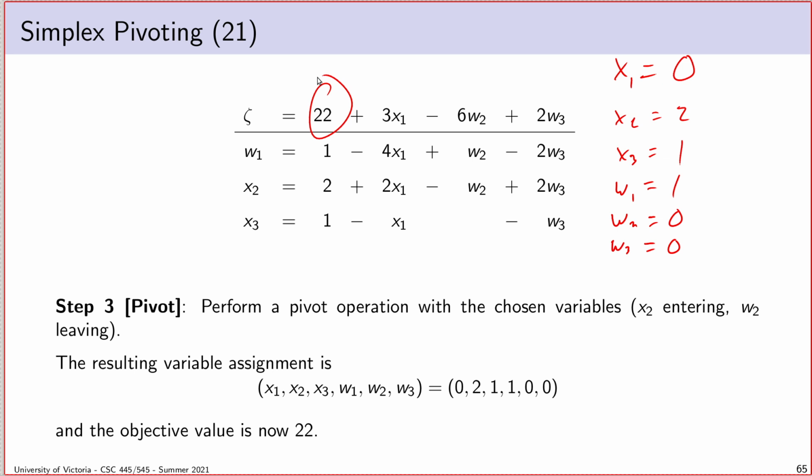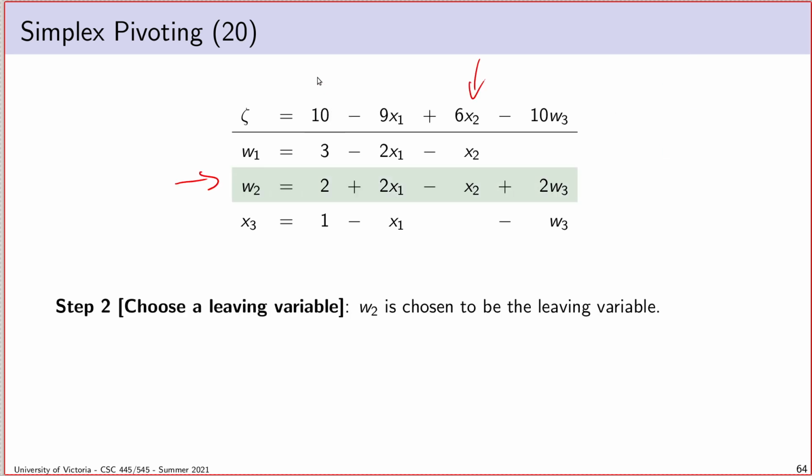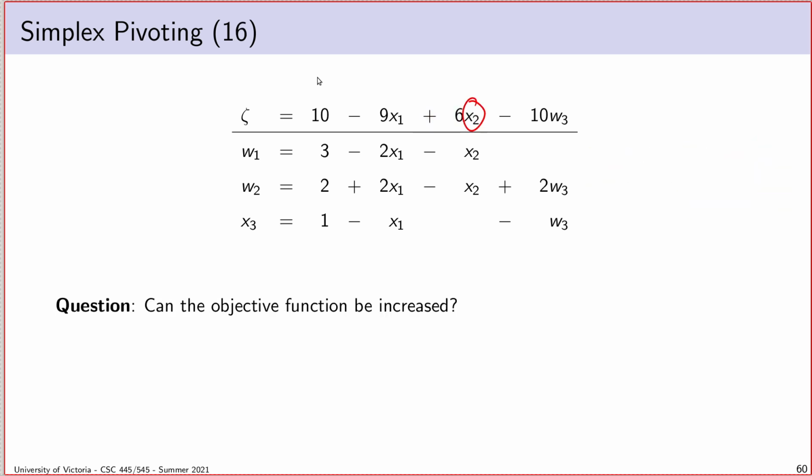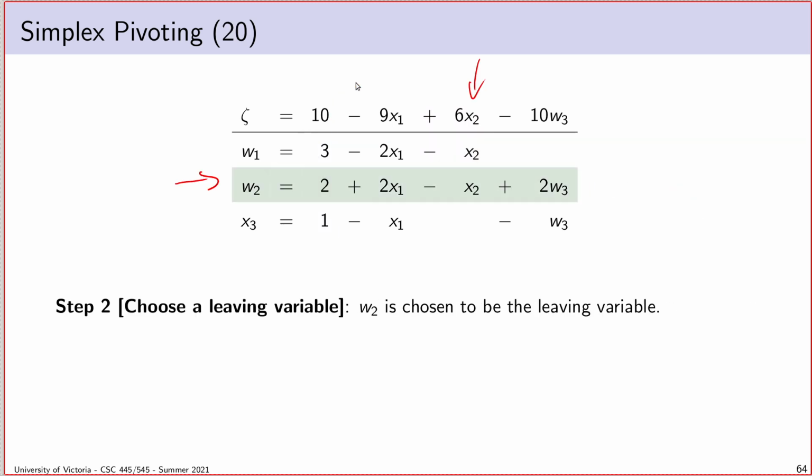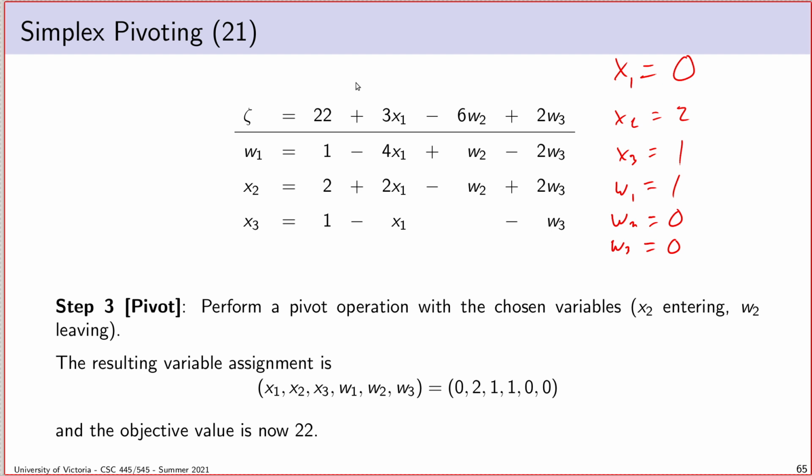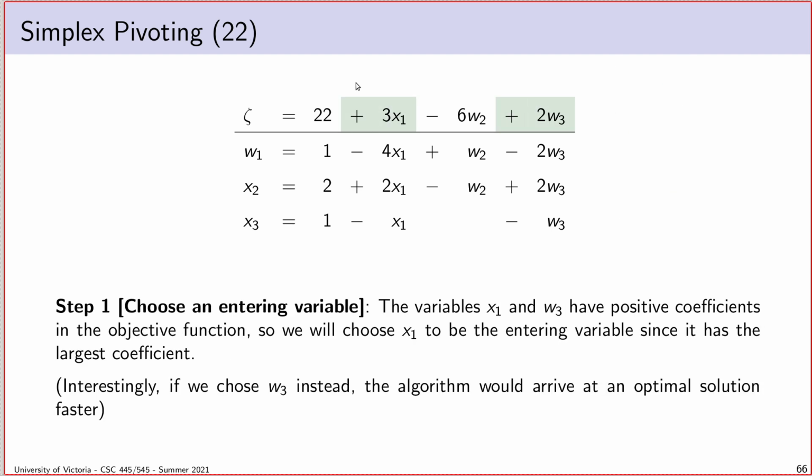So that's one more iteration out of the way. I'm going to call back to the beginning of the previous iteration. Notice how at the beginning of the previous iteration, x1 was not a candidate for an entering variable. I couldn't have increased x1 to increase the objective function at the previous step. But now after this iteration, I get here, and I ask the question again, can I increase the objective function further? And the answer is yes, I can. I could increase x1, which now for some reason is a candidate for the entering variable, or I could increase w3. That's fine. It turns out that either would actually work.